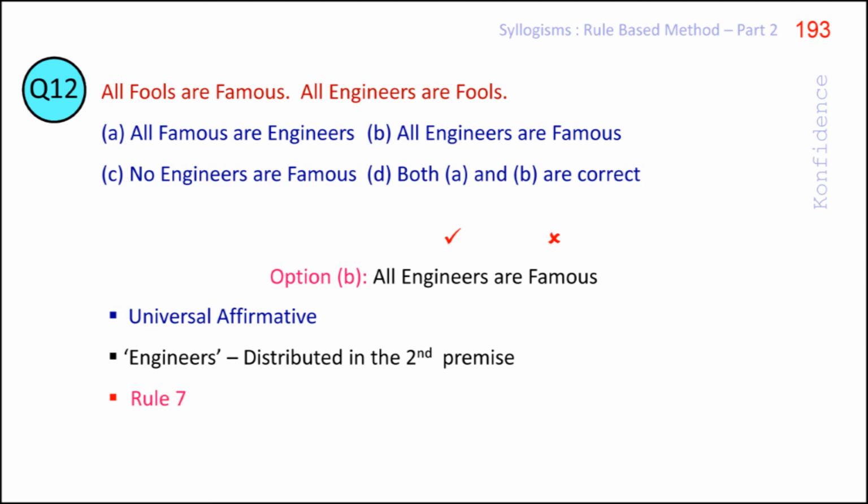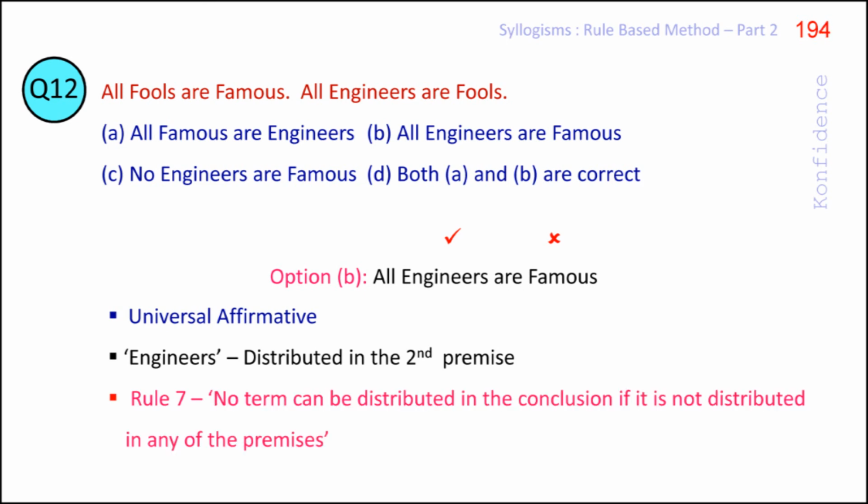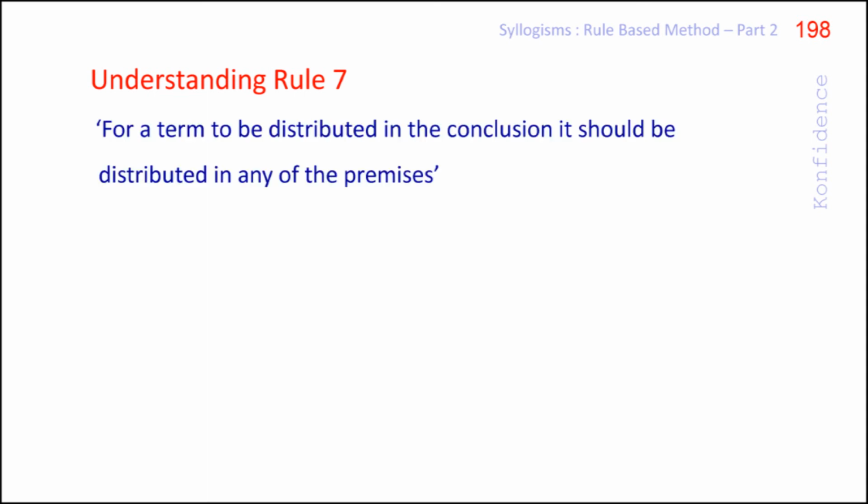Rule number 7, which says no term can be distributed in the conclusion if it is not distributed in any of the premises, is satisfied in the case of option B. All other rules are also satisfied. So option B is the answer. It is important that you understand rule number 7 very clearly. It states that for a term to be distributed in the conclusion, it should be distributed in any of the premises.